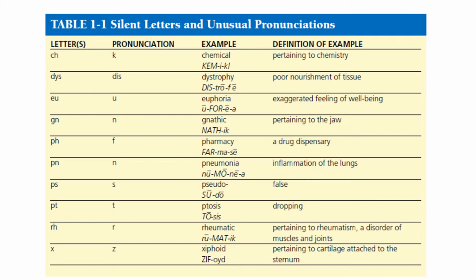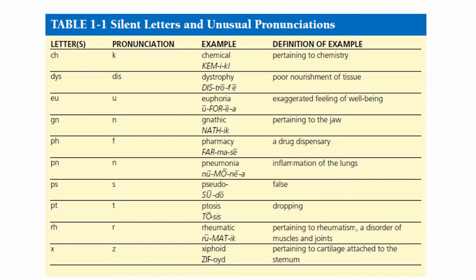On the other hand, for all other double consonants with the letter P followed by a consonant, the letter P should be silent. It will not be pronounced. So for PN, it should be pronounced as the letter N. The example is pneumonia, which means inflammation of the lungs.